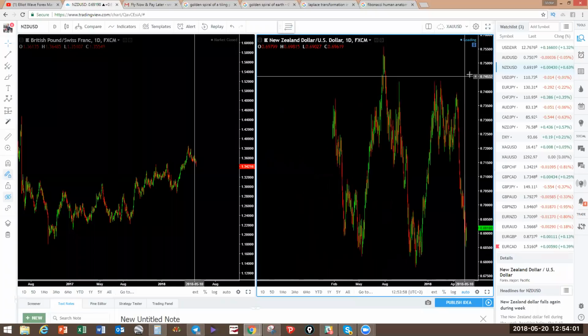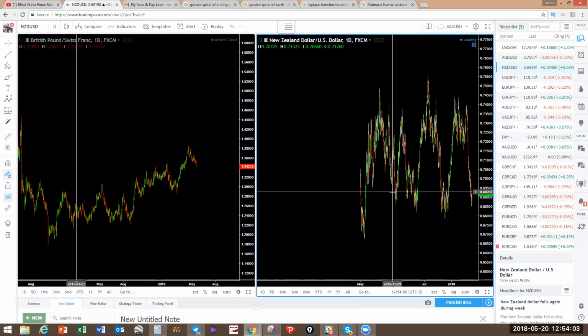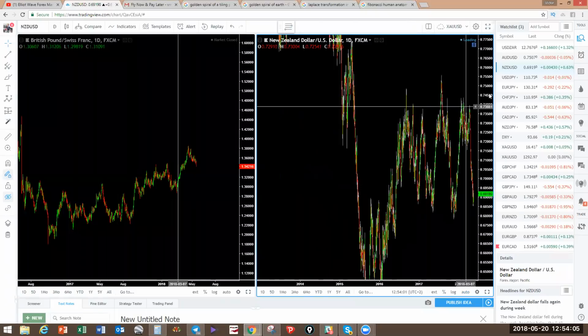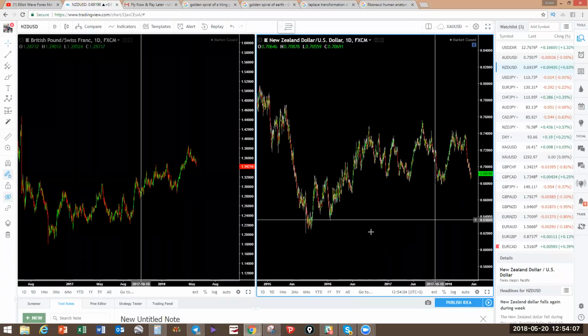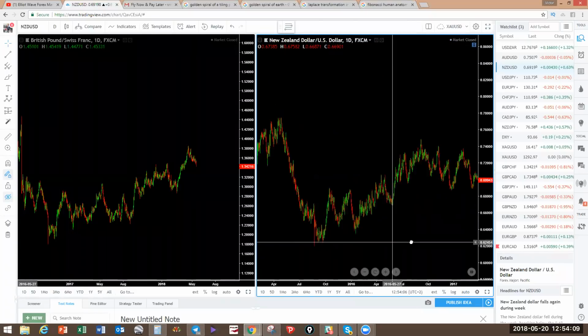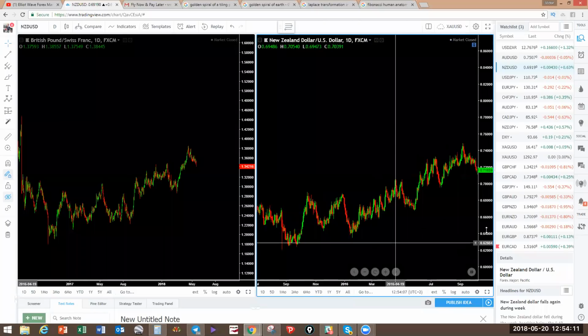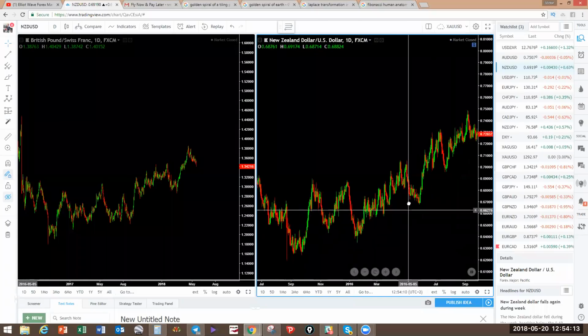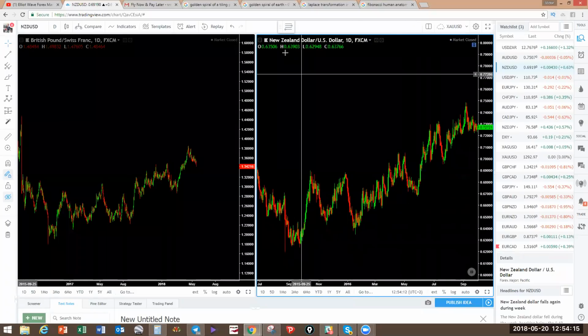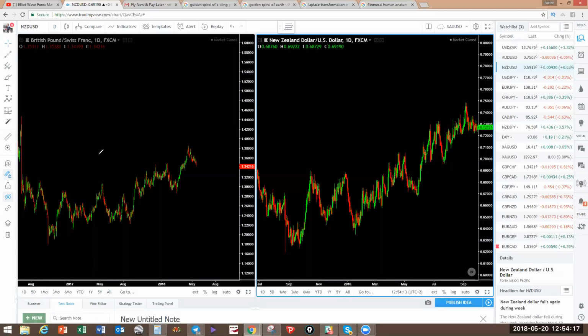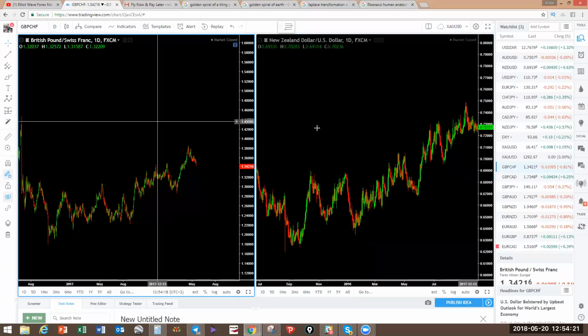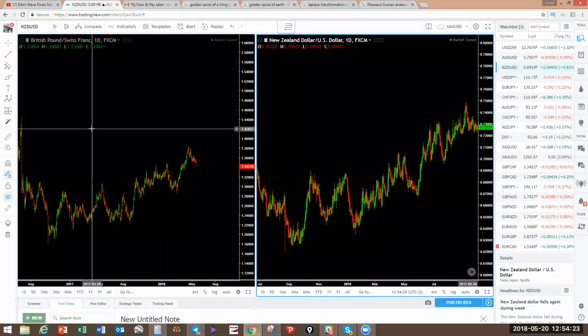So if I go in New Zealand US dollar on the daily, you'll see that right at the bottom here, this is doing exactly what, okay, this is pound US dollar. I need New Zealand US dollar on the right and pound Swiss on the left.